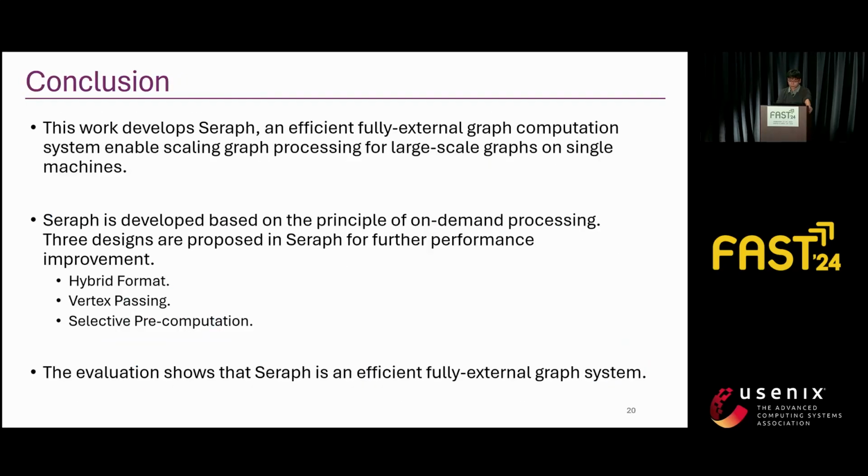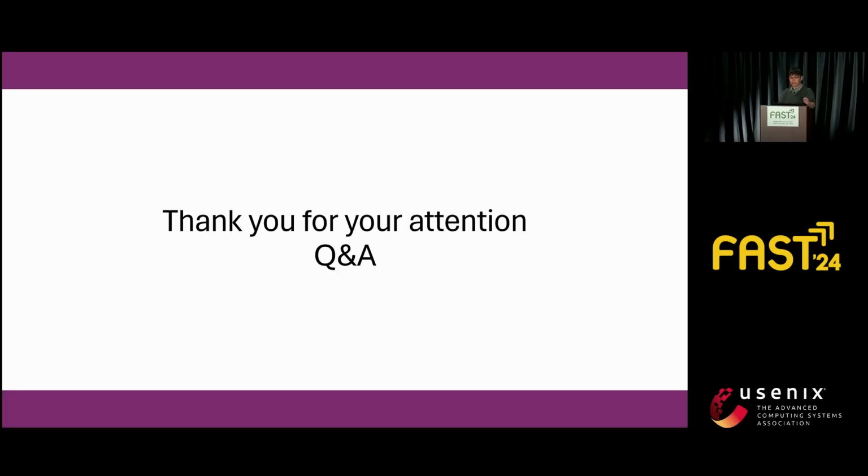And the conclusion is that this work developed Seraph, an efficient, fully external graph computation system that enables scaling graph processing for large-scale graphs on single machines. Seraph is developed based on the principle of on-demand processing. And there are three designs proposed in Seraph for further performance improvement, which are the hybrid format, vertex passing, and selective computation. And the evaluation shows that Seraph is an efficient, fully external graph system. And yeah, this concludes my presentation today, and thank you for listening and for your attention.